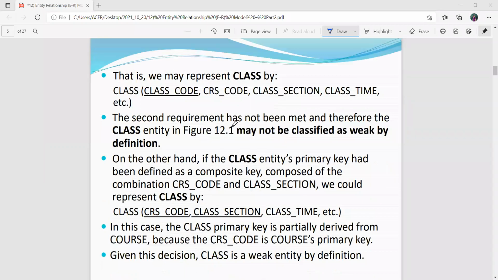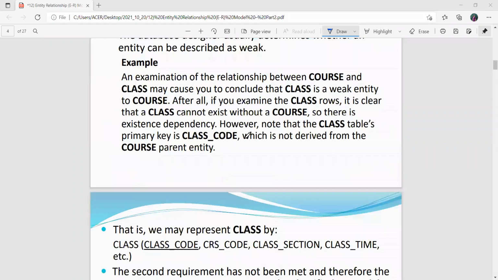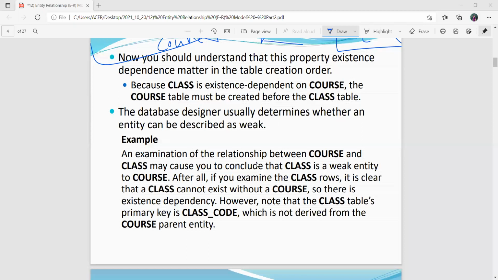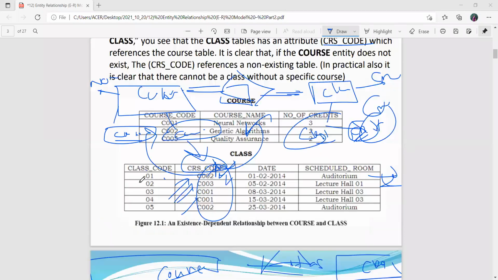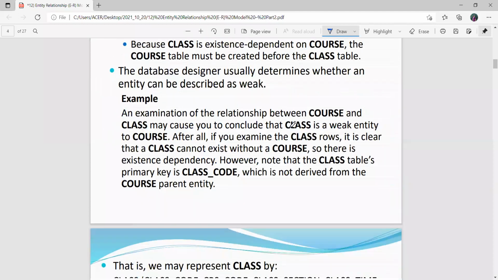The second requirement, the first one is already discussed in this slide. You can go through the slide. So the table designer usually determines whether an entity can be described as weak, and the examination of the relationship between course and class may cause you to conclude that class is a weak entity to the course. After all, if you examine a class row, it is clear that class cannot exist without a course. You can see this cannot exist without this value. So it is needed to have this course attribute.